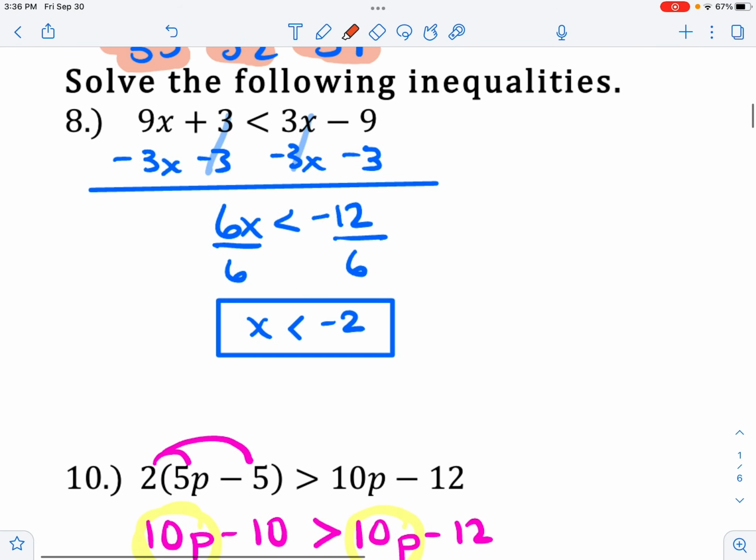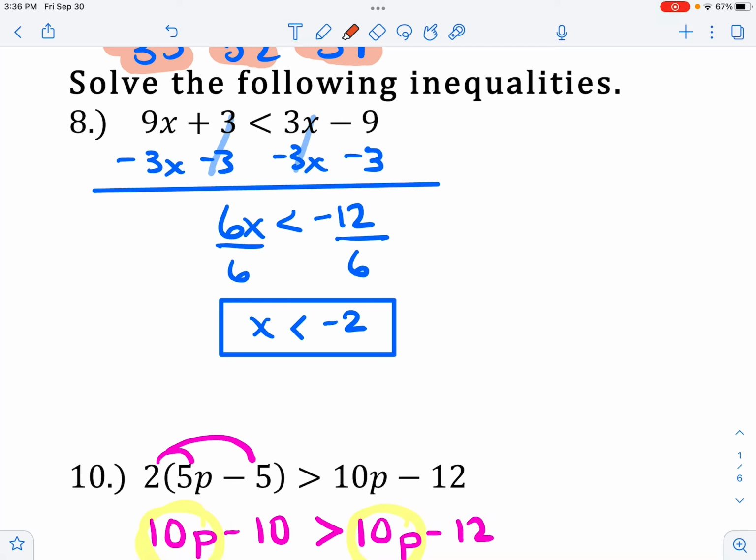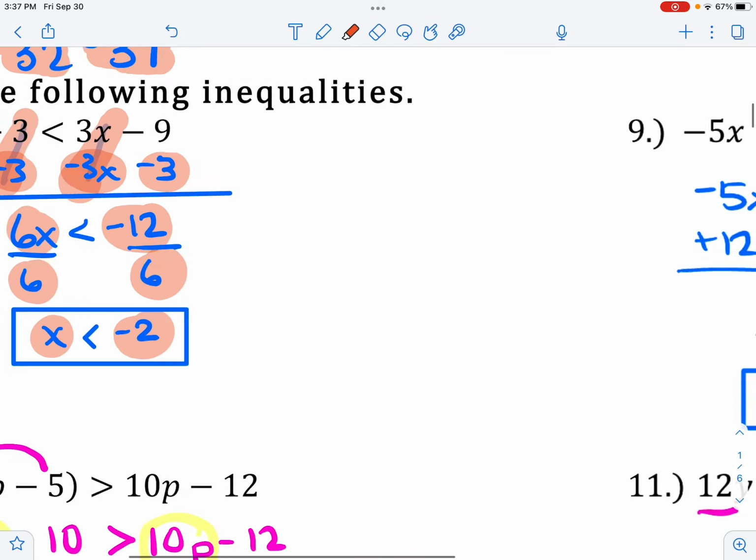Number 8, I'm going to keep solving, and they just get a little bit more interesting. These have variables on both sides. So first I have to use my inverse operations to move my 3 over here, or I could go the other way around, but this is what I chose to do. I'm going to subtract 3 from both sides, getting rid of this 3 and canceling out this 3x. And now I have 6x is less than negative 12. I divide by 6, and I get x is less than negative 2. A negative divided by a positive is a negative. No graphing on this one.